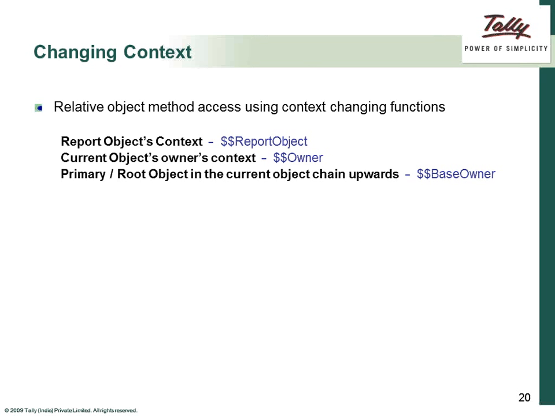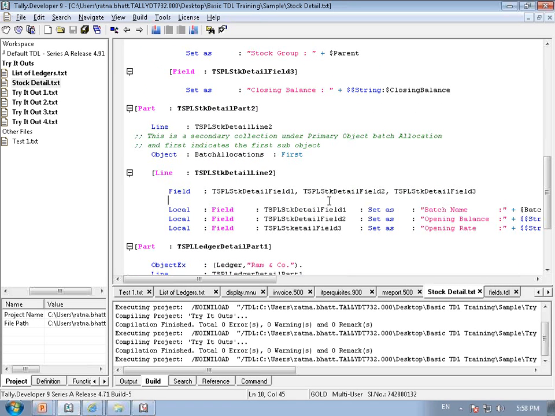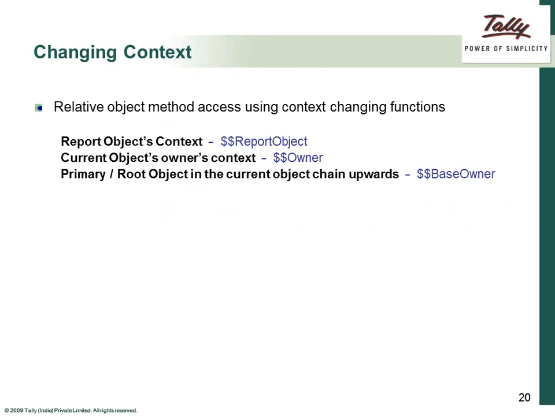So if my current object context is batch allocations, as in this particular code that we have, I have moved to batch allocations here. So in case I want the stock item name, I can use $owner to move up the line. And if I want something directly from the primary object, so somewhere I am down the line and I have already referred to some different secondary object, and somewhere fourth, fifth level down the hierarchy, and I want a value from my stock item, I can simply say $base owner.